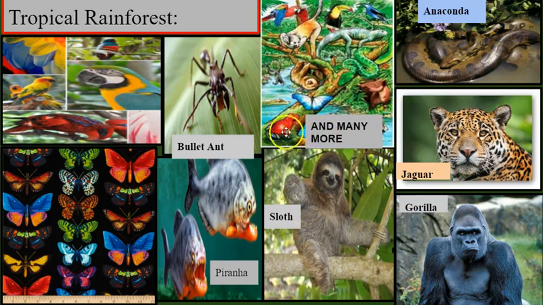There are also going to be animals such as poison dart frogs, toucans, and even some snakes such as the anaconda and green mambas. We also have a jaguar over here that is showing its camouflage, as well as gorillas.